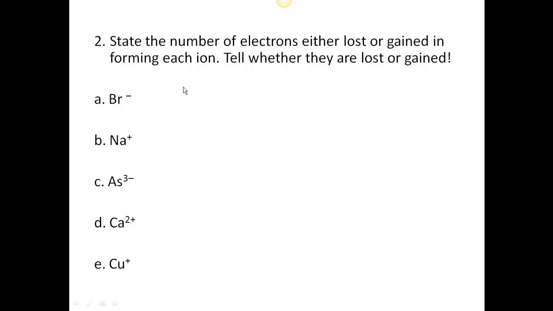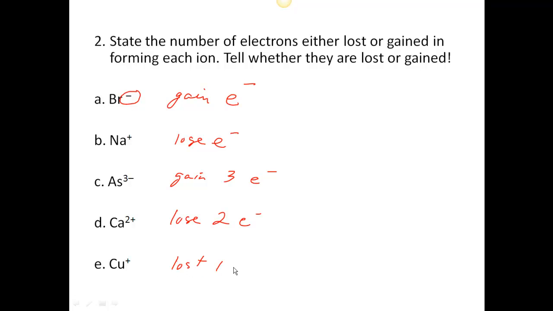Last slide here. You have to be able to tell by looking at something whether it's gaining or losing electrons. Well, electrons are negative, remember that. So it had to gain an electron to become negative. Here it had to lose an electron. Here it had to gain an electron. In fact, here it had to gain 3 electrons. And here it had to lose, and it lost 2 electrons. And finally here it lost 1 electron.